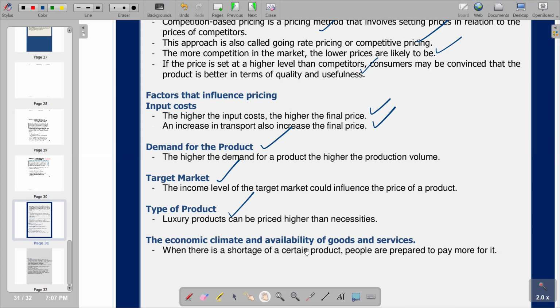Going on to the explanation that we have, it says when there is a shortage of a certain product, people are prepared to pay more for it. Which is very correct. We are saying if there is a shortage of a certain product, obviously the consumers will be willing to pay more for it.